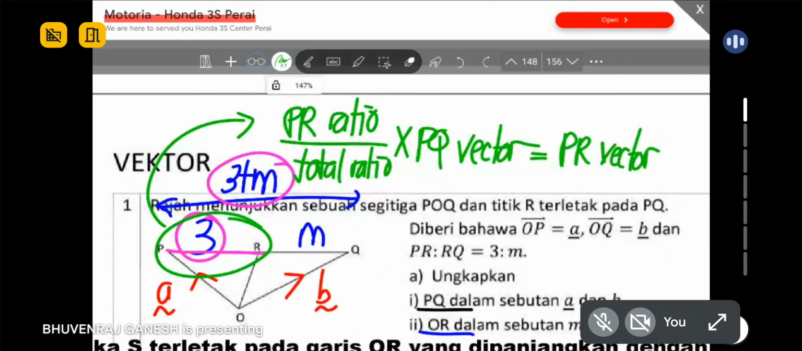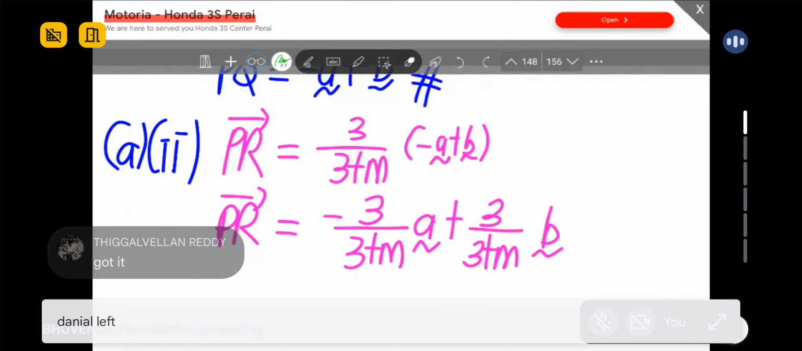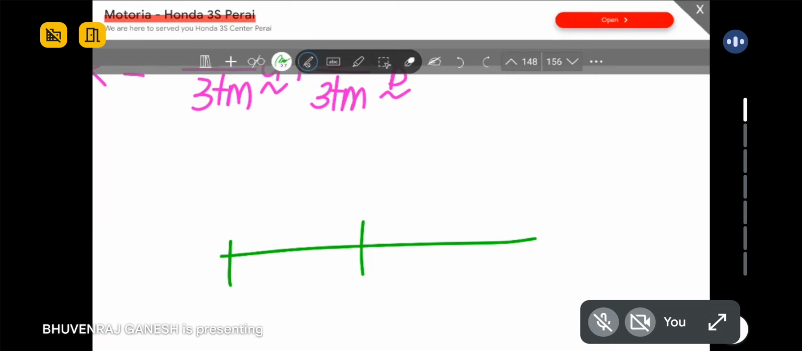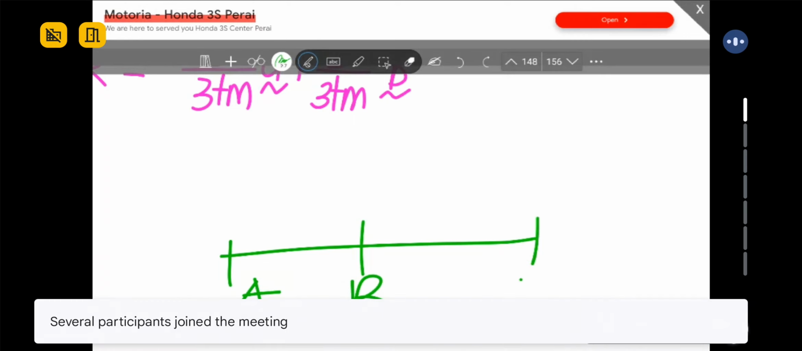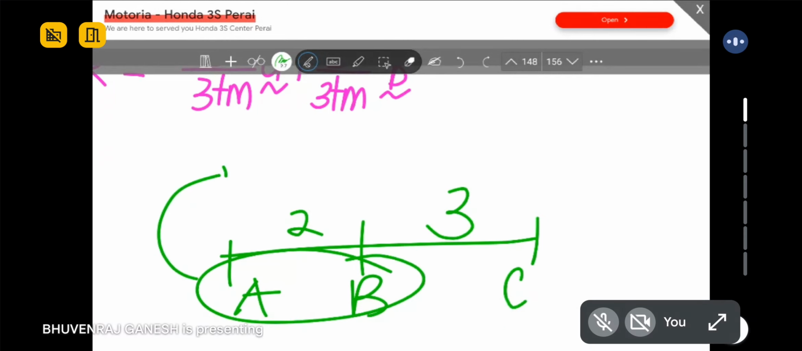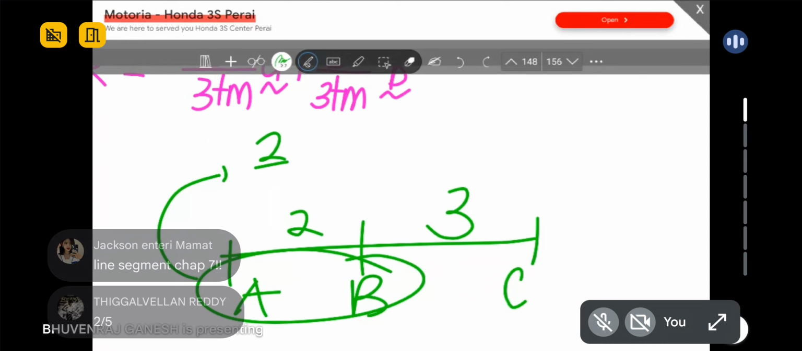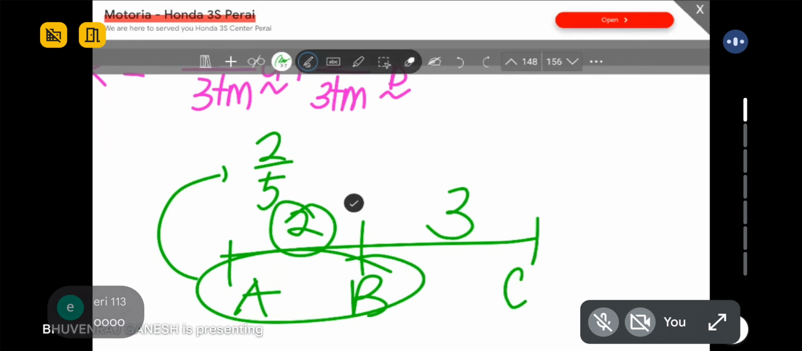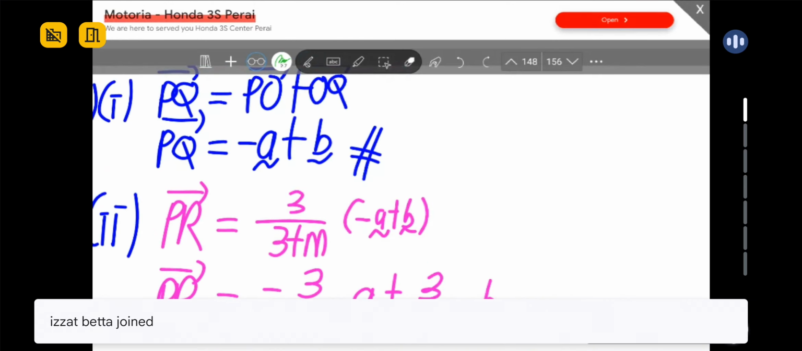Can you see the concept over here? So this is the equation that I'm showing here. The concept is just like if you have something like this, A, B, C. If I tell you this one is 2, this one is 3, guys. If I ask you what is the ratio of AB, can you tell me the answer? Simple question. Yes, 2 over 5, right? How did you get the answer, guys? You take 2, which is the ratio for AB, divide by the total ratio, which is 2 plus 3, 5.